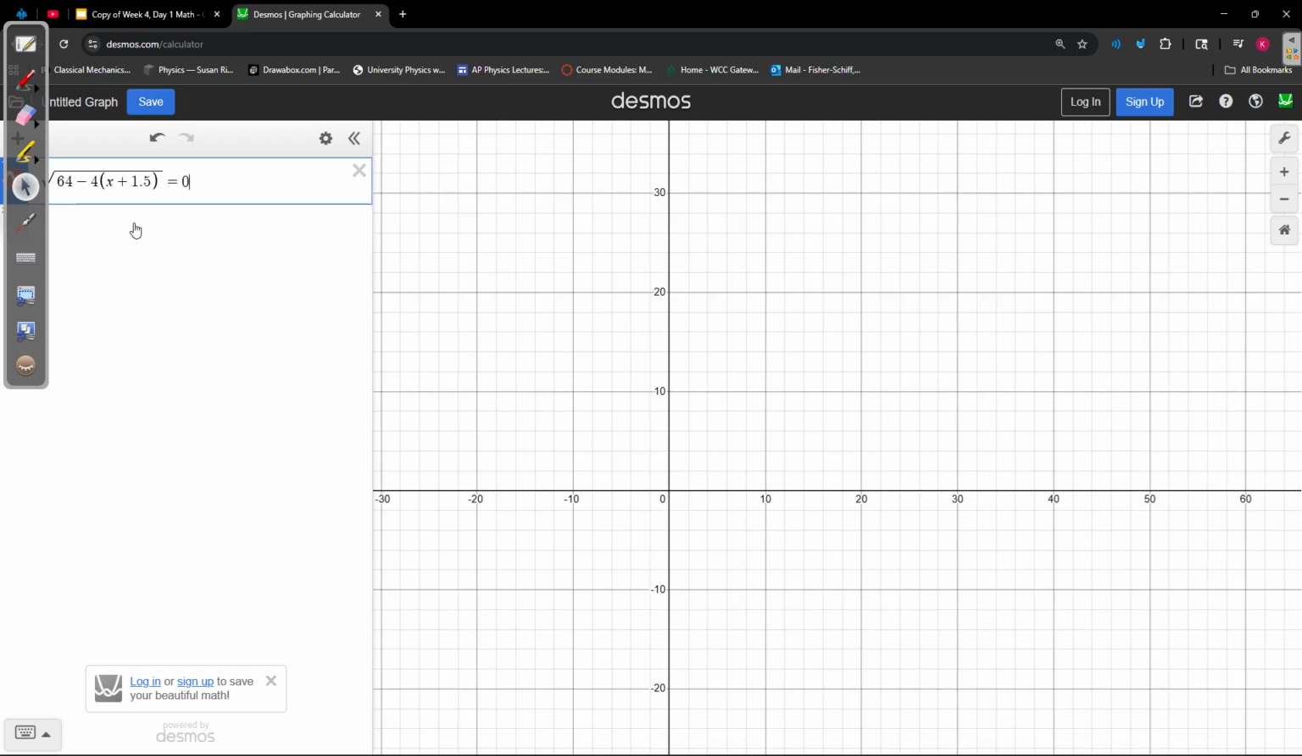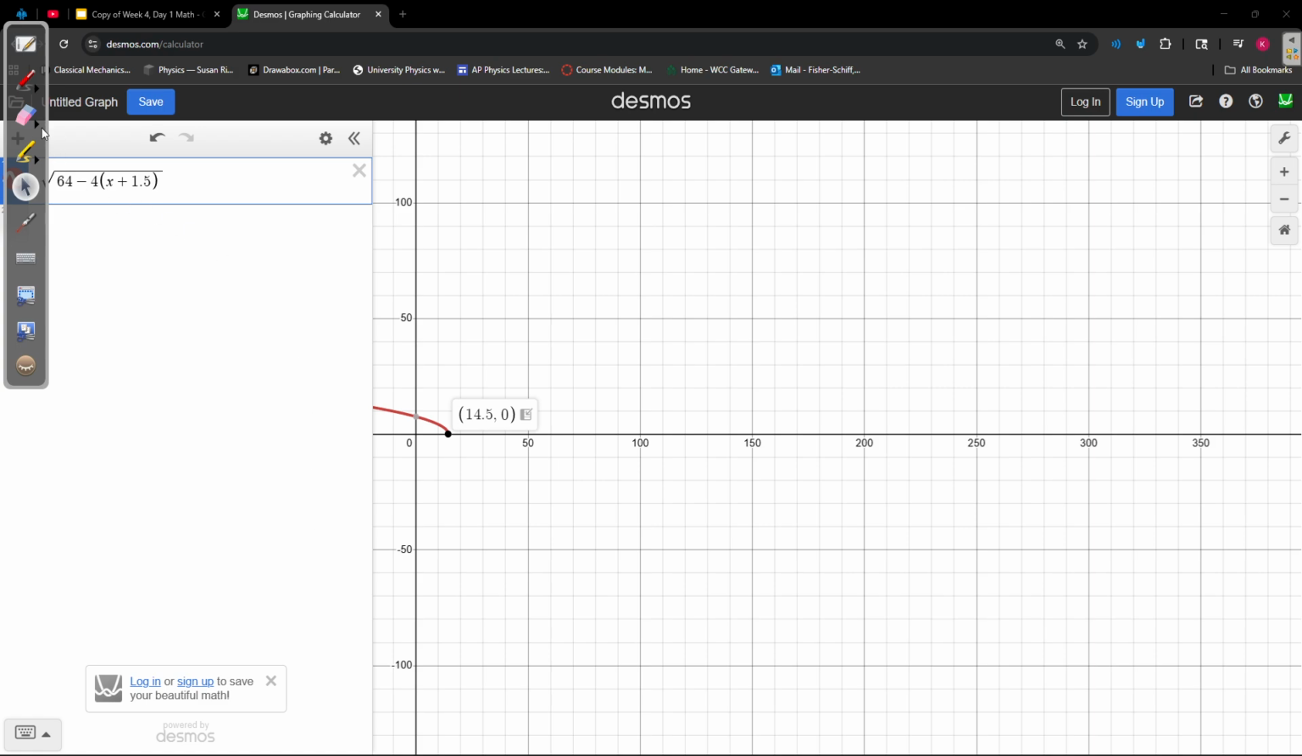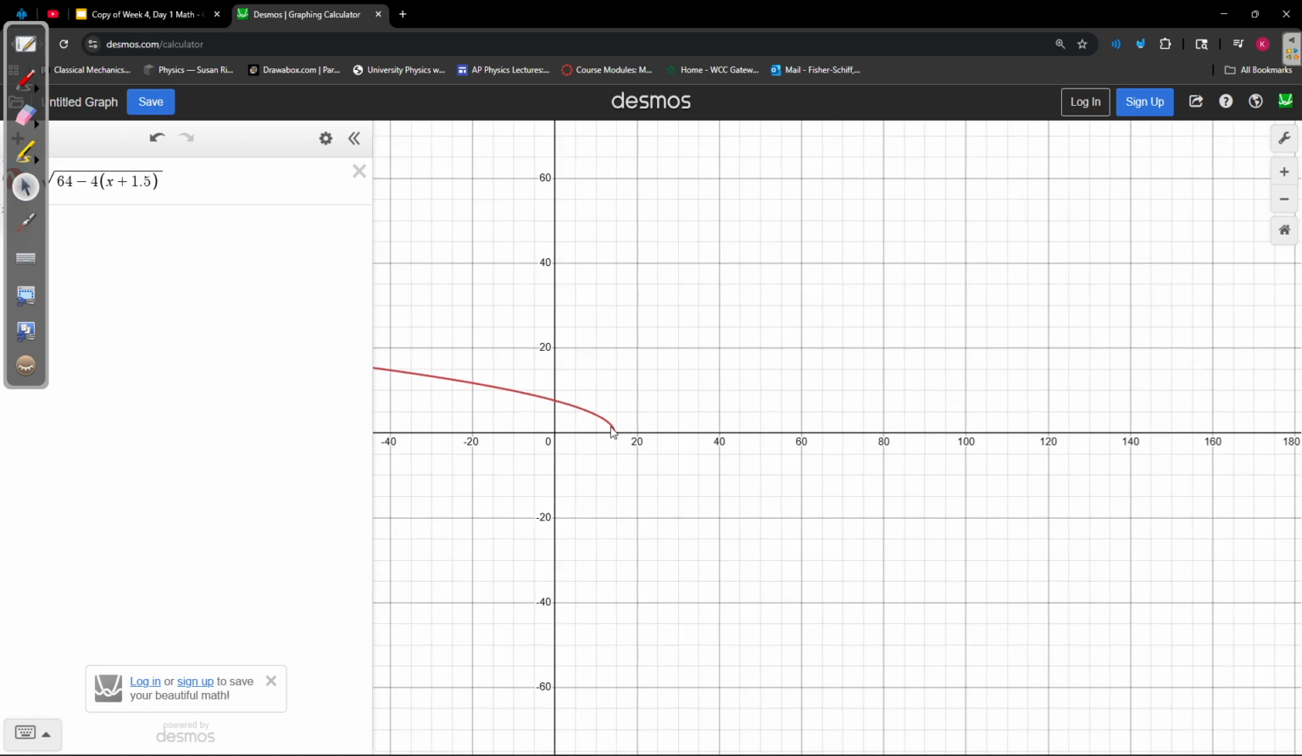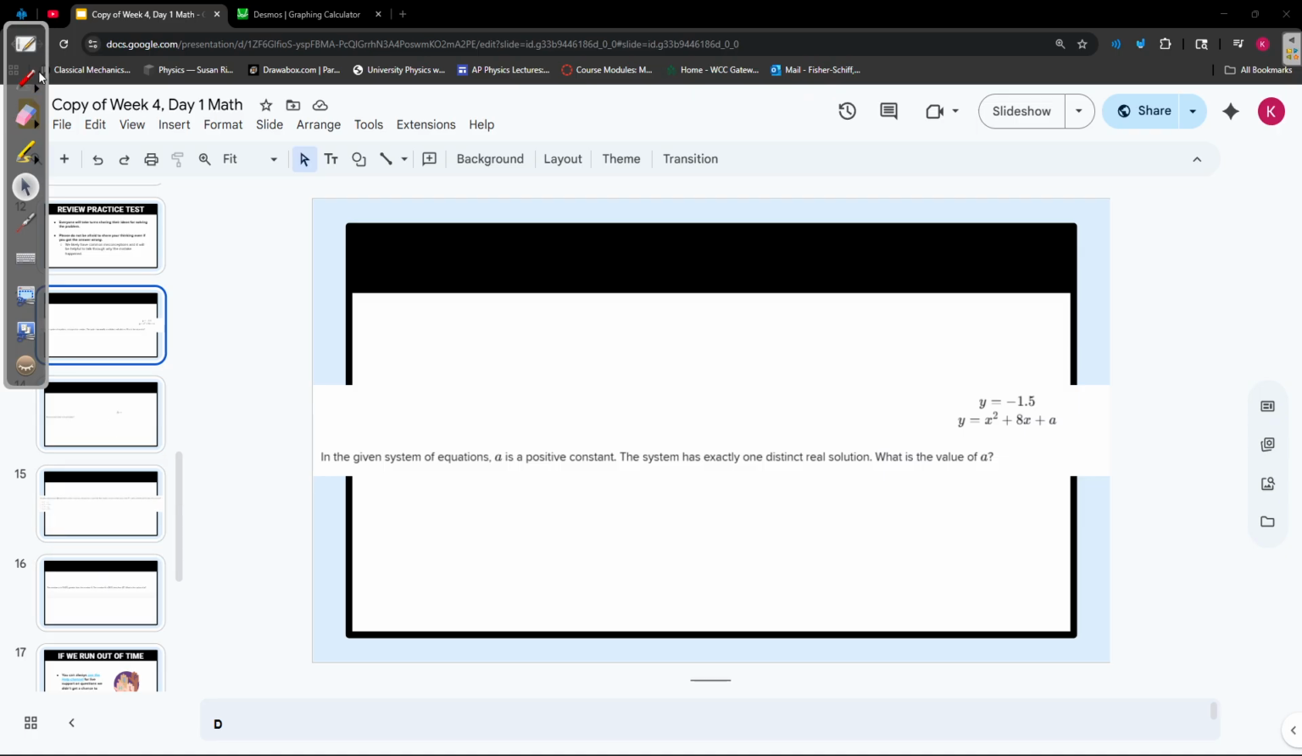Now, we can actually click on the graph here, and it shows us points of interest. We see the graph isn't equal to 0 here, but here it is. So we can say that our x value is going to be 14.5. So we can say with confidence that the value of a, when there's only one real solution, is going to be 14.5.